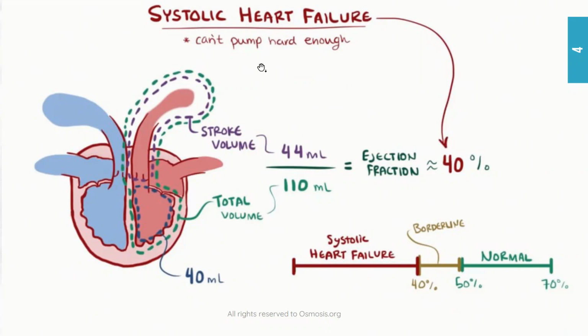Okay, where we were. Okay. So if someone has a stroke volume, which is the volume of blood per beat, of 44, if I divide 44 by 110, it will be 40%. So this is systolic heart failure.